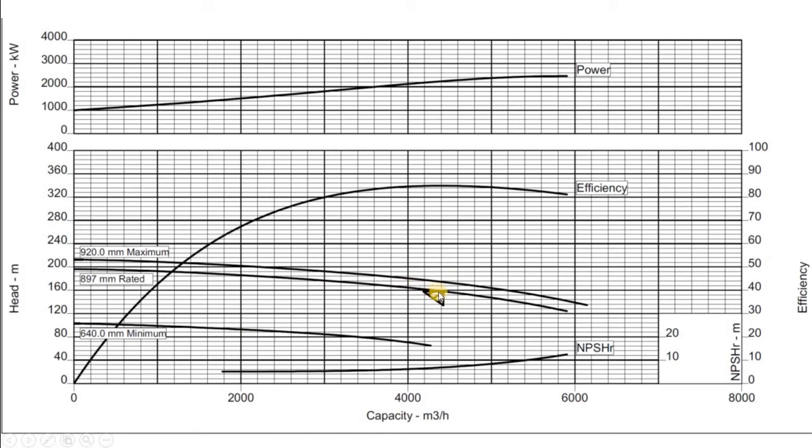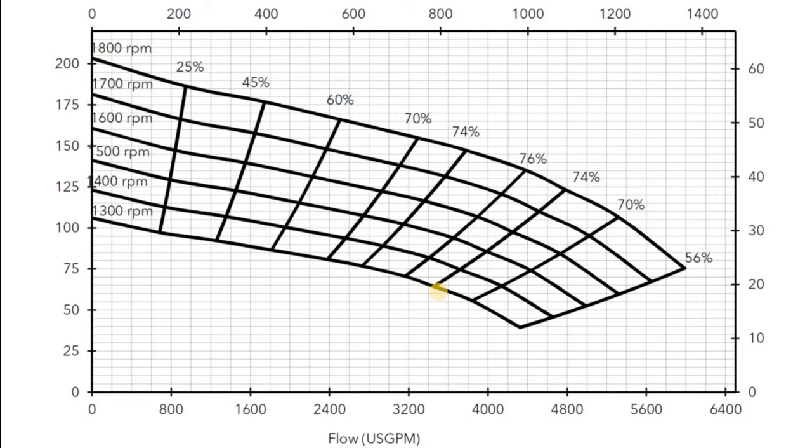Now, this is a fixed speed pump. If it is a variable speed pump, the vendor will give you a different set of curves. The curves here are from 1800 RPM down to 1300 RPM, and this is your efficiency. So now if you change the speed of the pump, you know what the new flow rate and new head would be.